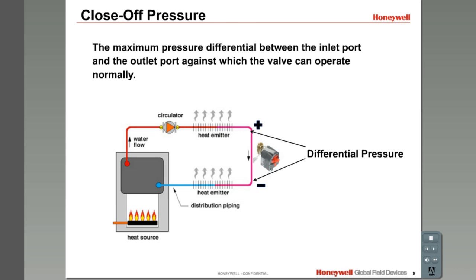If a valve actuator assembly cannot completely close off against the pressure in the pipe, the water or media will leak through, causing noise, premature valve wear, and system inefficiencies. Different valve styles have different close-off pressure ratings because of how they're designed.